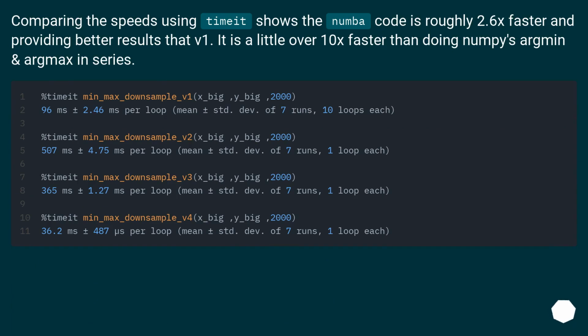Comparing the speeds using timing shows the numba code is roughly 2.6x faster and providing better results than V1. It is a little over 10x faster than doing numpy's argmin and argmax in series.